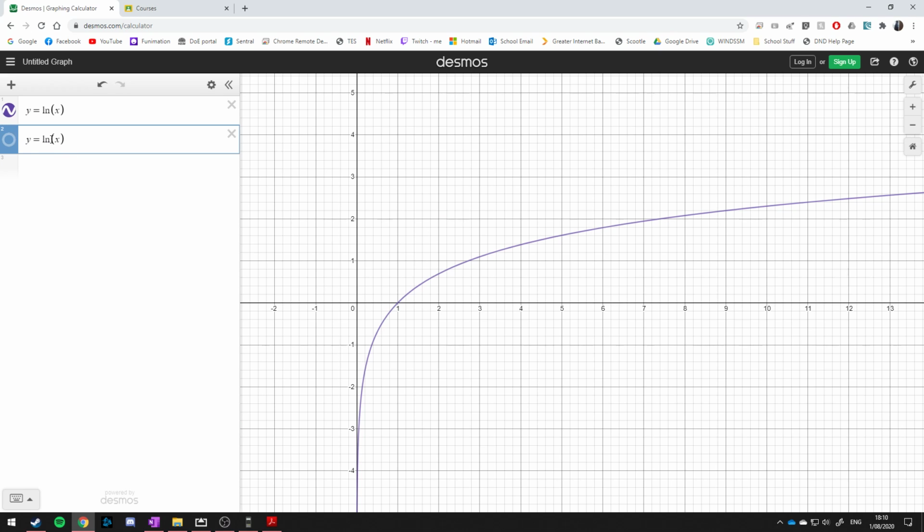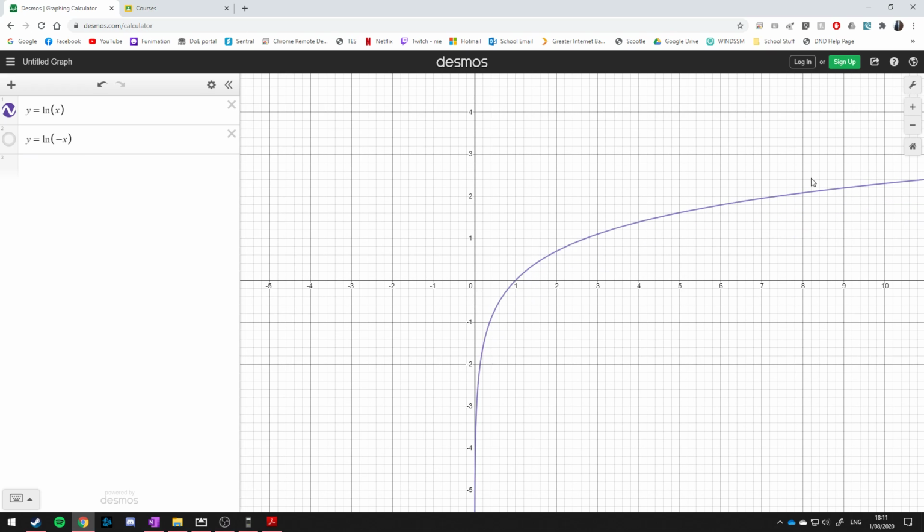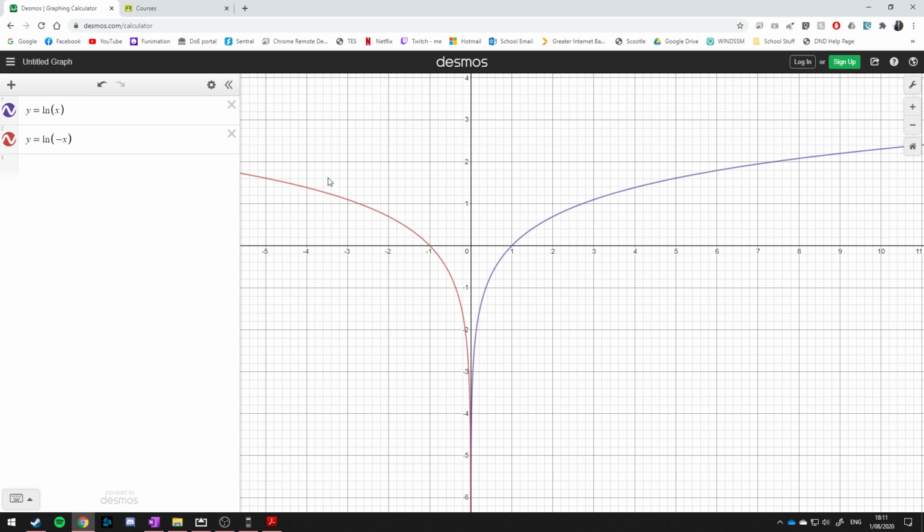So remember, this is the same as log base e, and what we're going to do is look at negative x. We should remember that whenever we change x to negative x, our function gets reflected in the y-axis. So basically all of our positive values turn negative, and all our negative values turn positive. So if I turn this on, basically this side should be coming out this way instead. And there we go. So those are the values there.